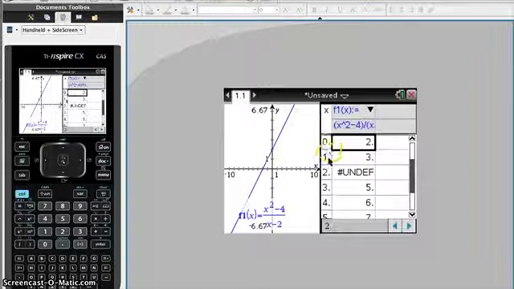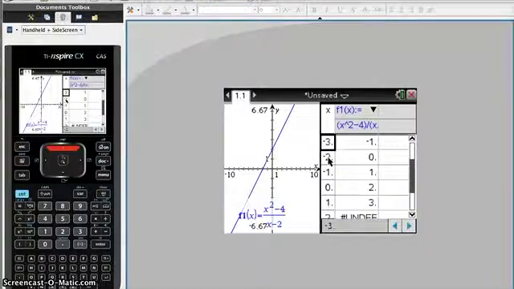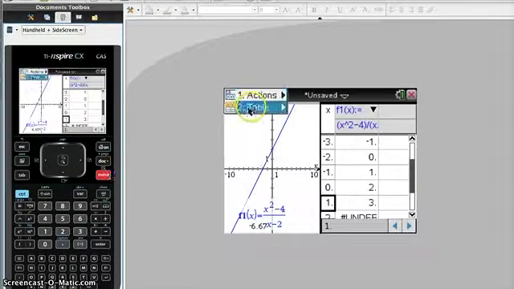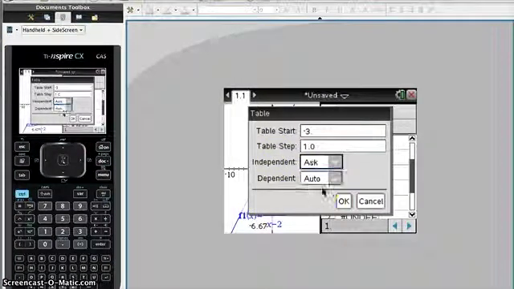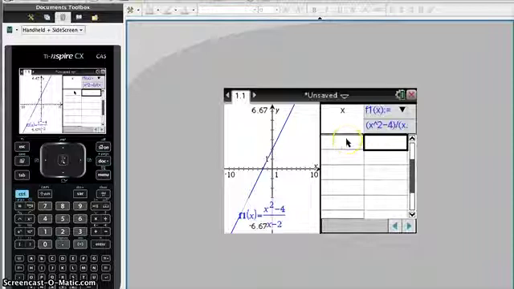Notice that our x values are not what we want. So let's immediately change our table settings. Menu, Table, Edit Table Settings. Remember to change the independent to Ask. You definitely want the independent to say Ask. That represents your x coordinate, and the dependent remains Auto. That is your y coordinate. It does not matter what the start and step are. Now we have the opportunity to enter our values.